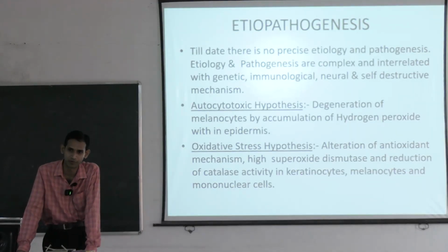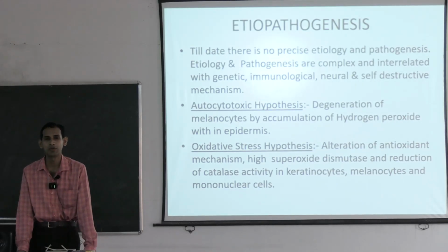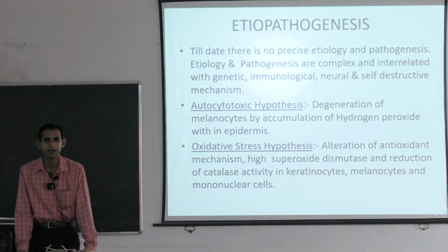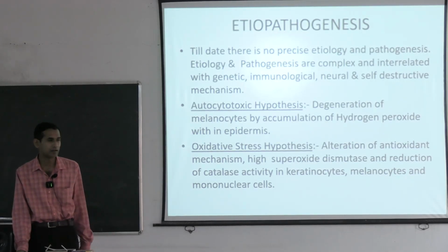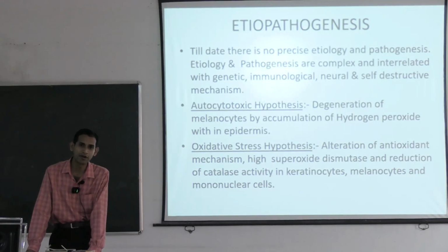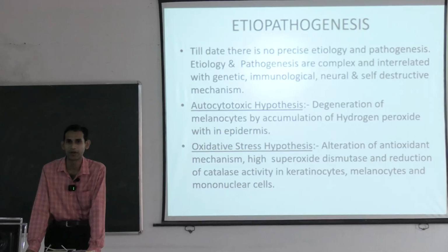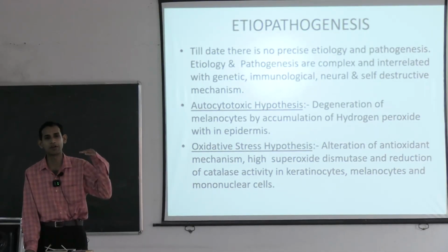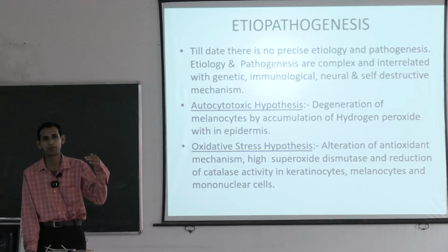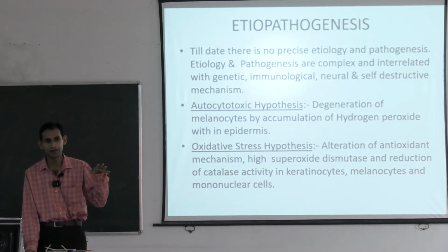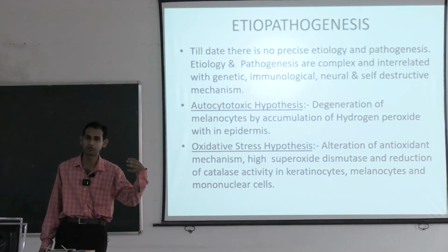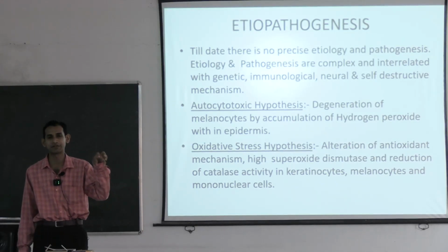What is the autocytotoxic hypothesis? In the autocytotoxic hypothesis, there is degeneration of melanocyte due to production of H2O2 within the epidermis. As you know, hydrogen peroxide is toxic, leading to the degeneration or destruction of the melanocyte. And in the oxidative stress hypothesis, there is an alteration of the antioxidant mechanism, with increased superoxide dismutase level in the mononuclear cell and the serum of the vitiligo patient, and reduced catalase level in the mononuclear cell, keratinocyte and melanocyte. As the increased superoxide dismutase is also toxic to the melanocyte, it leads to the degeneration and destruction of the melanocyte.